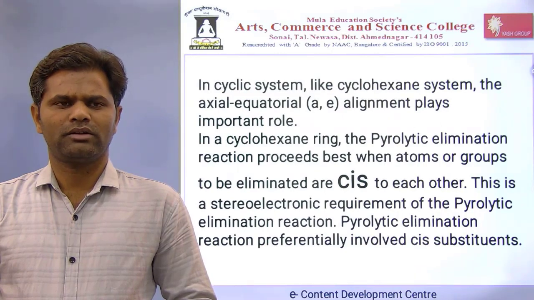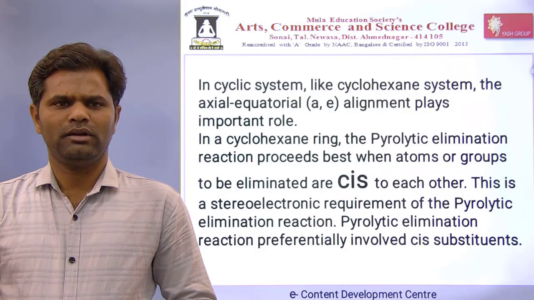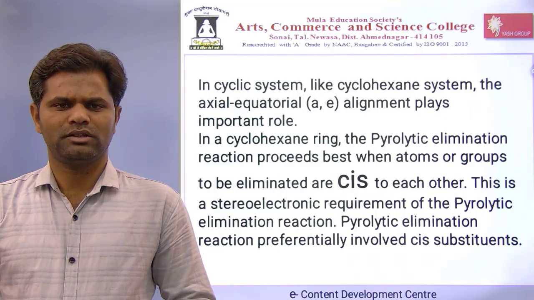Now look at the condition or stereoelectronic requirement for cis elimination in case of cyclohexane system. In cyclic system like cyclohexane system, the axial equatorial alignment plays an important role. In cyclohexane ring, the pyrolytic elimination reaction proceeds best when atoms or groups to be eliminated are cis to each other. Now this is the stereoelectronic requirement of the pyrolytic elimination reaction. That is, we can say that pyrolytic elimination reaction preferentially involves cis substituents.